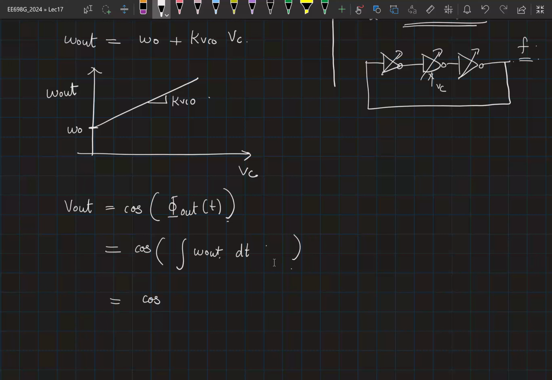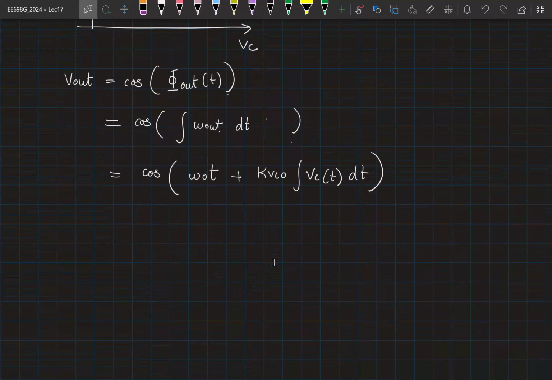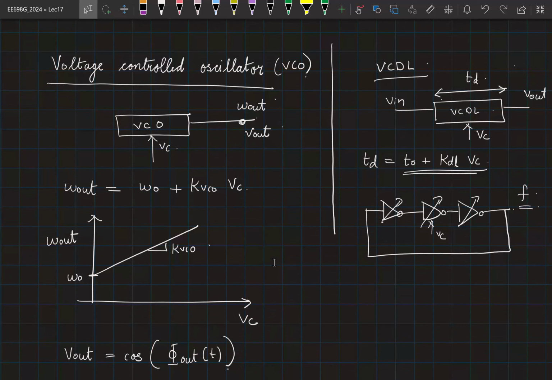So this gives you cos of omega naught t plus kVCO, which is a constant, so it comes out, into integral of Vc. Vc could be varying with time, dt. This is okay? The extra term kVCO into Vc. You can call it an offset. It depends; this Vc could be a function of time. We generally call something an offset if it is constant with respect to time. So the term kVCO into Vc need not be a constant. It can vary.